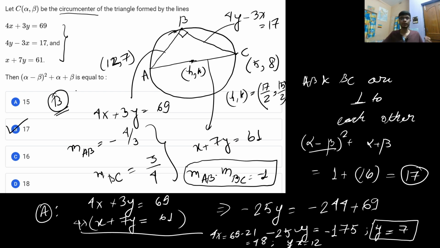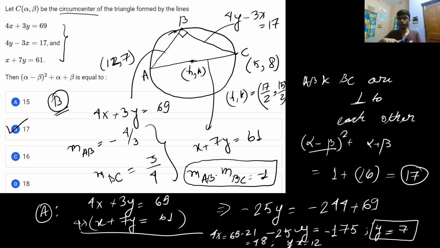I hope this is clear. This is a very simple problem, but the only thing you must be aware of in your examination is that whenever there are equations of lines forming a triangle and you are asked to calculate important points, try to understand whether the triangle is a right angle triangle or an equilateral triangle. If the coordinates of the vertices are given, then check for an equilateral triangle. And if the equations are given, then try to find whether the triangle is a right angle triangle by checking the slopes of the sides.